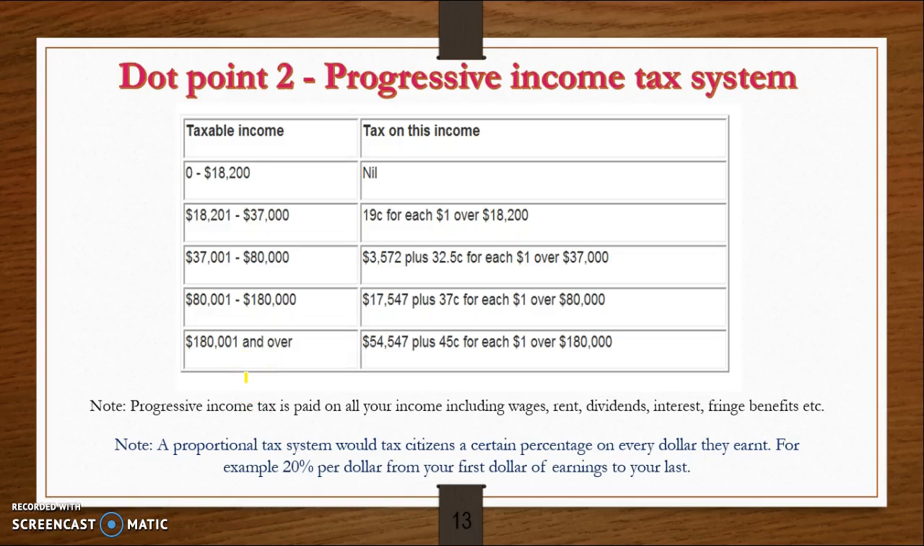Okay, this video is just a bit of a recap about how to calculate tax using Australia's progressive income tax system. There'll also be a bit more information about this in the other video.